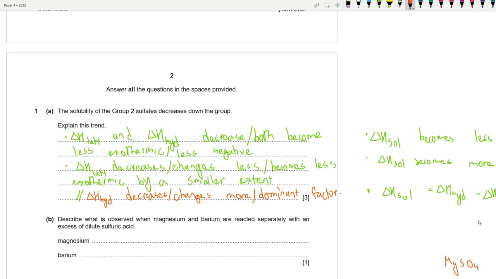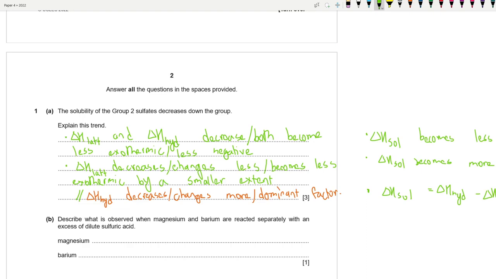Minus 30 plus 35, we get a value of plus 5. So do you see what happened exactly? Hydration decreased by 20, but lattice decreased by 5. That's the gist basically. Hopefully you guys got clarification.